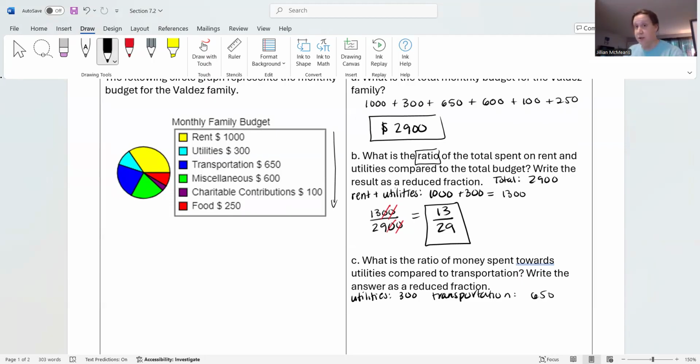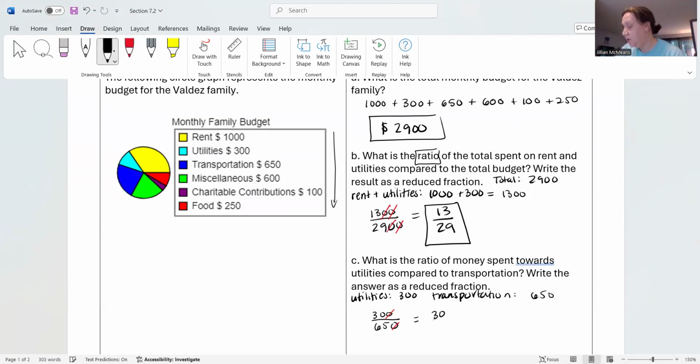So we're looking at utilities compared to transportation. So utilities on top, transportation on the bottom. And again, we can do the whole cancel a zero. There's a zero in the bottom, there's a zero in the top. We can cancel one each. So that's basically just a quick way to divide by 10.